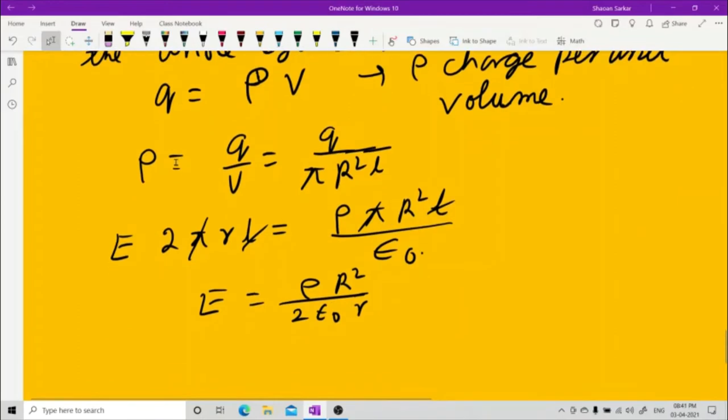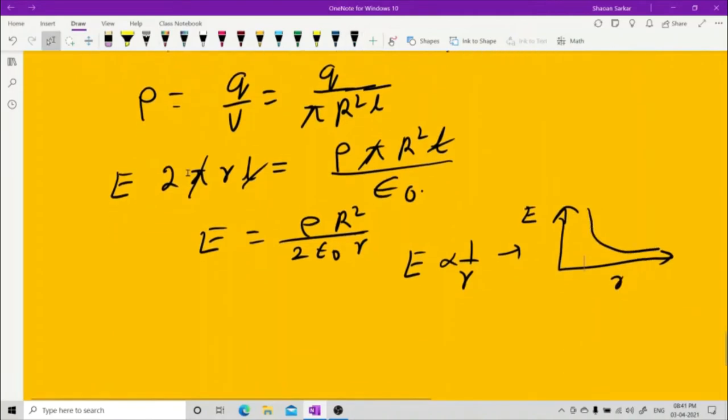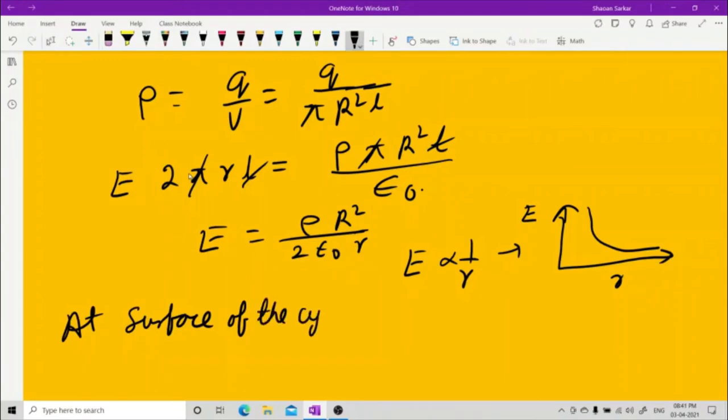This is what exactly it is. Now, see, here you can see E is inversely proportional to 1 upon r square. Again, this graph of E versus r is something like this. Now at the surface of the cylinder, you don't need to do anything. At the surface of the cylinder given to you, r is equal to R. Very simple. r is equal to R.